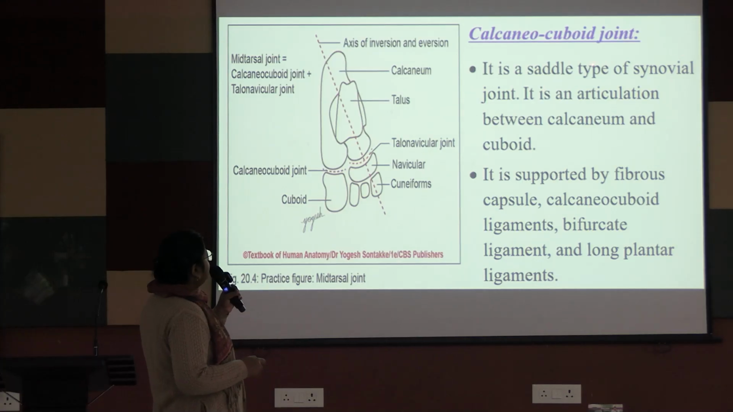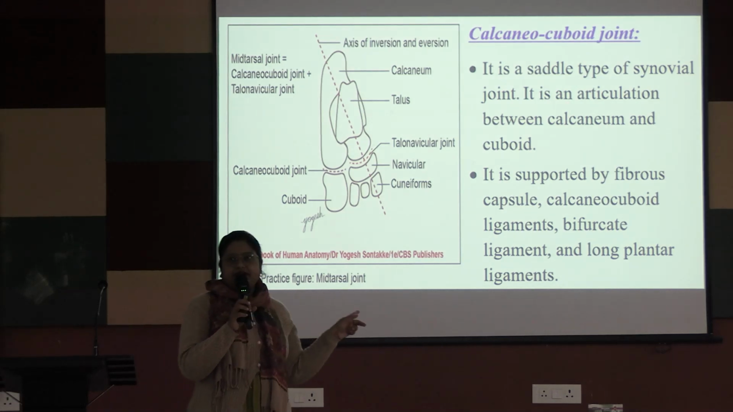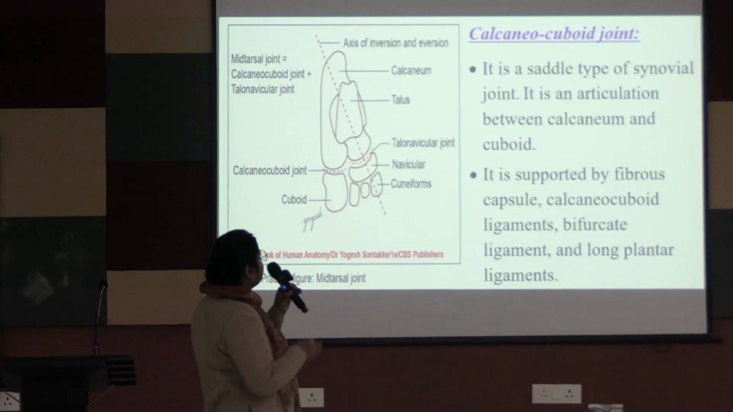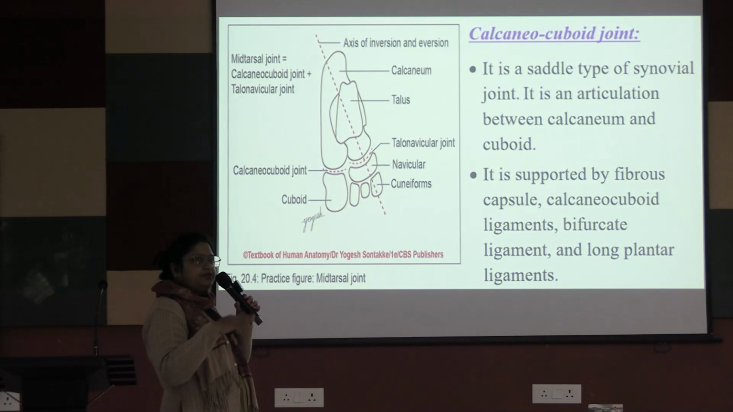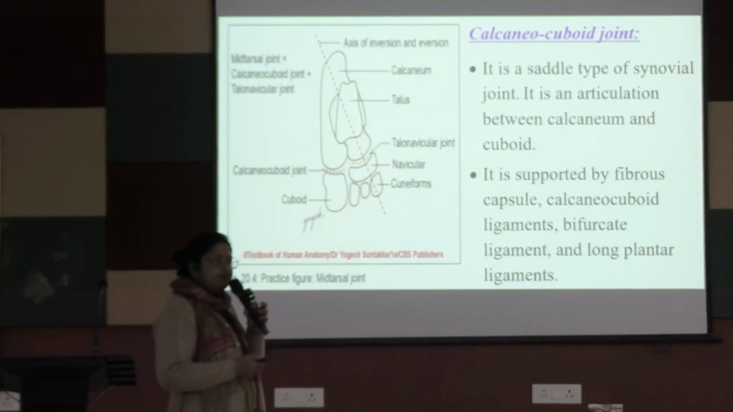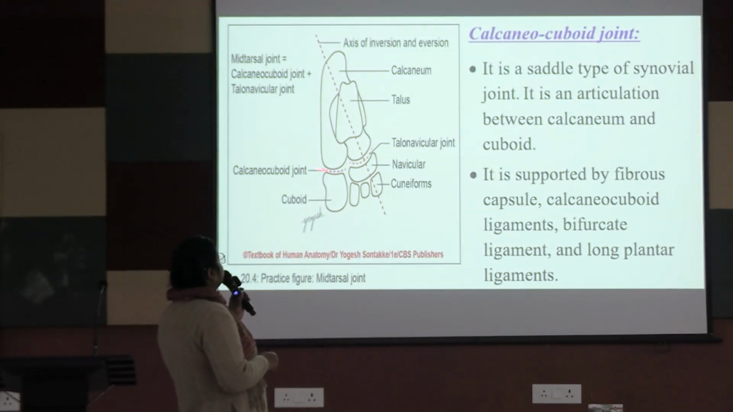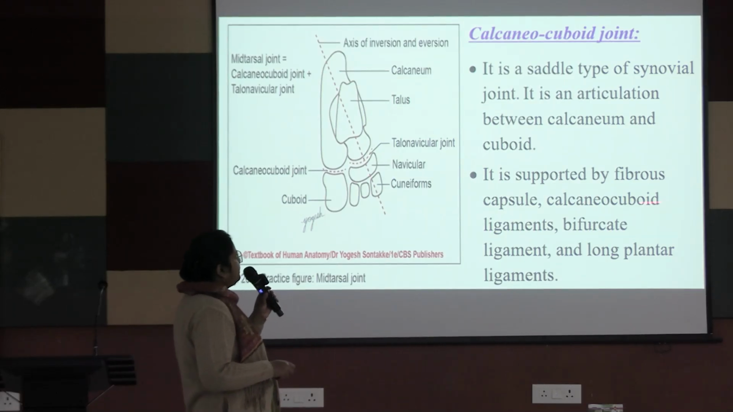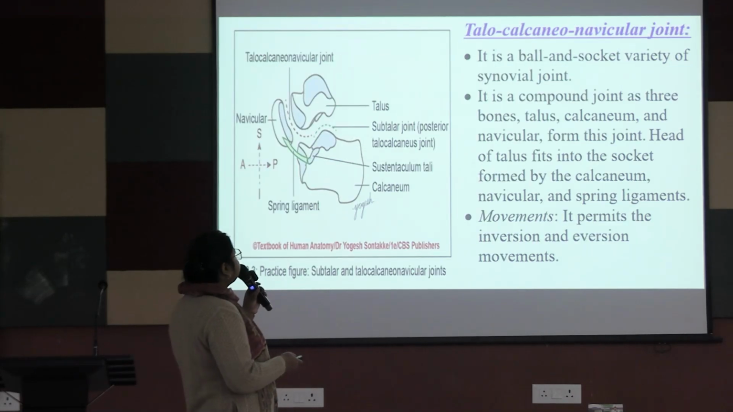Next is the calcaneocuboid joint. Here is the calcaneocuboid joint. It is a saddle type of synovial joint. The previous one, subtalar, is plane type of synovial. Next, this one, calcaneocuboid, is saddle type of synovial. That means the articular surface will be concavo-convex, like the first carpometacarpal joint. So it is an articulation between the calcaneum and cuboid. It is supported by a fibrous capsule, calcaneocuboid ligaments, bifurcate ligament, and long plantar ligaments. All ligaments we will see.